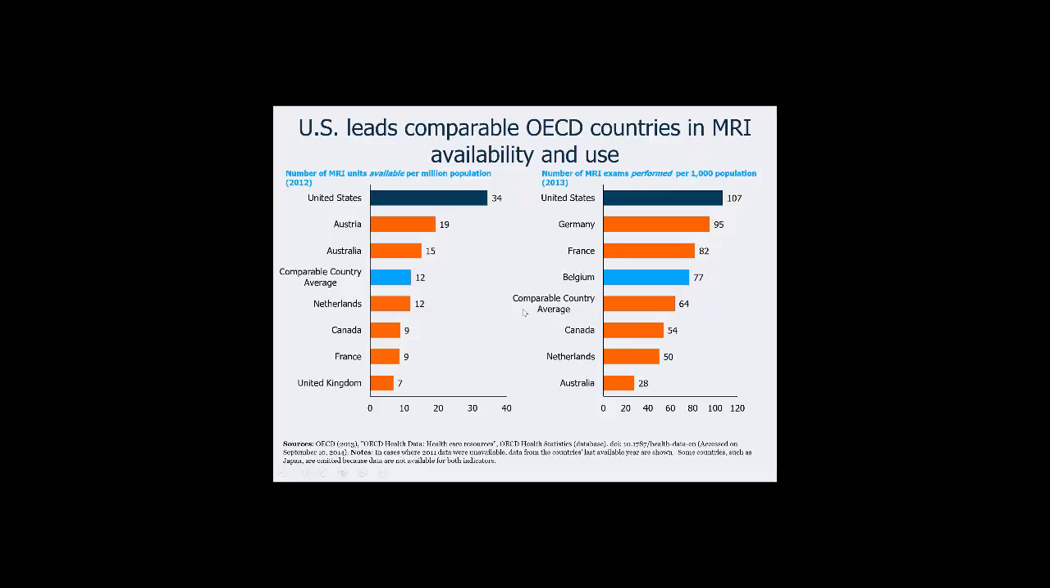The U.S. leads comparable OECD countries in MRI availability and use. And so we like our imaging. We have lots of places for you to get your imaging. All right, and we take lots of images. Some of this could be defensive medicine. Some of this could be, look, we have this tool that can better inform us about diagnostics. We're going to use it. But we have quite a bit of that relative to other nations.